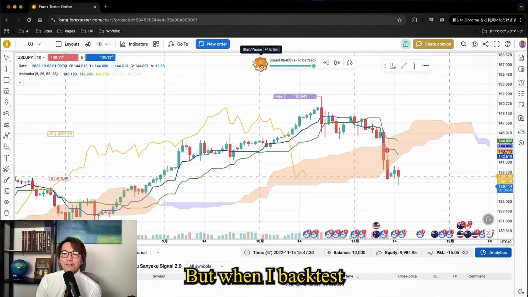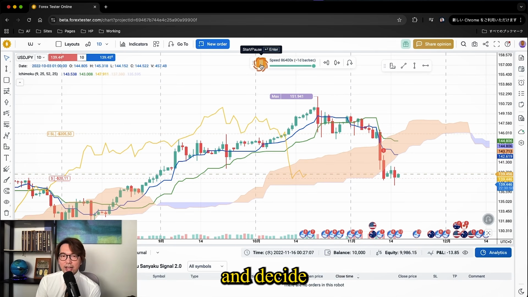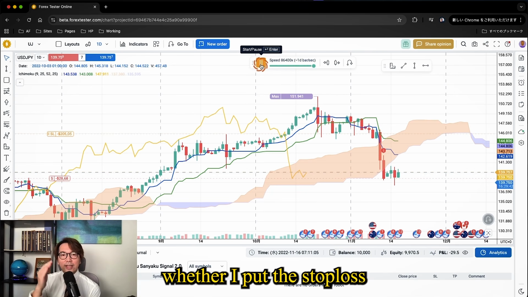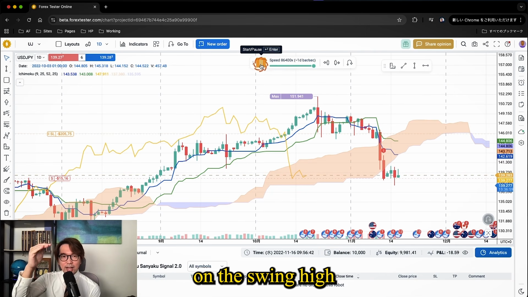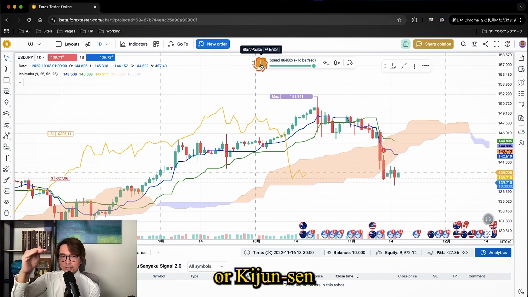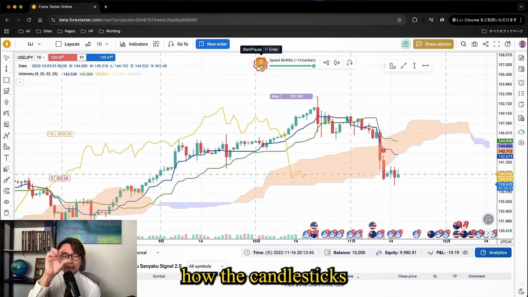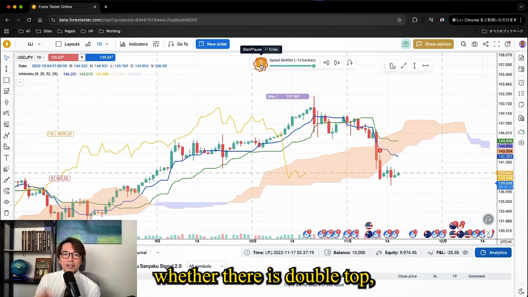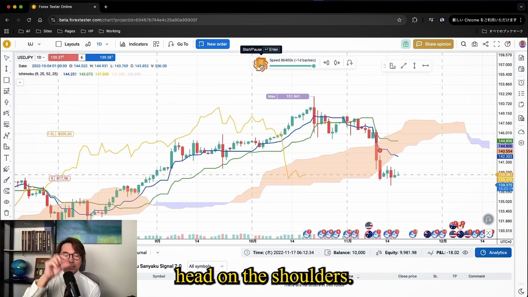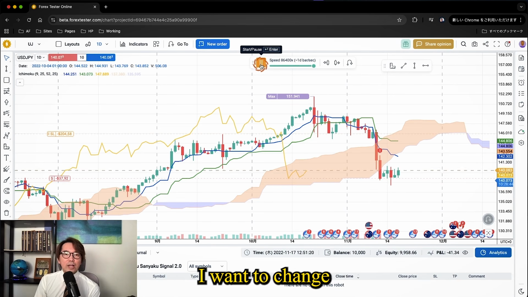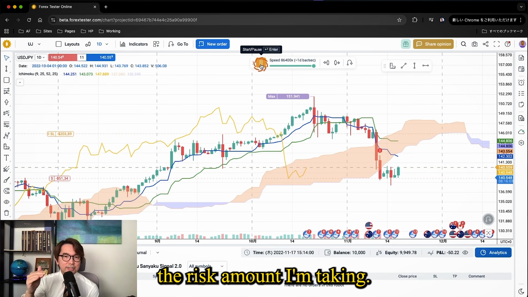But when I backtest, I prefer to see the market conditions manually and decide whether I take entries or not, or decide whether I put the stop loss on the swing high or the Kijun-sen. I also want to see how the candlesticks have been moving, whether there is a double top or head and shoulders. Then, depending on the market structure, I want to change the risk amount I'm taking.